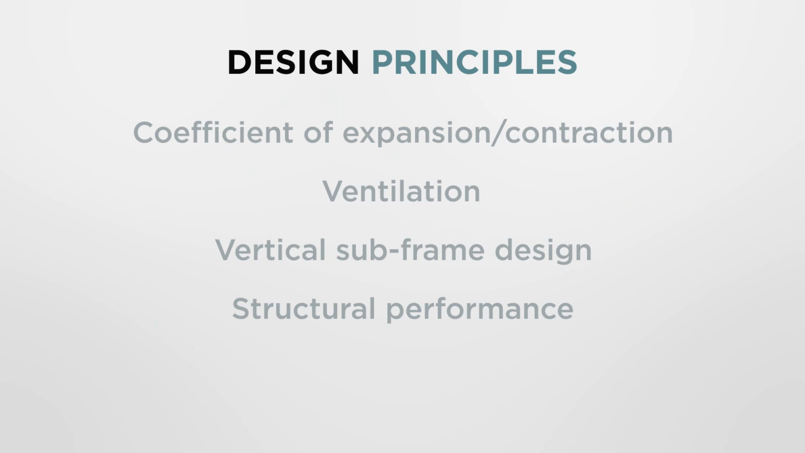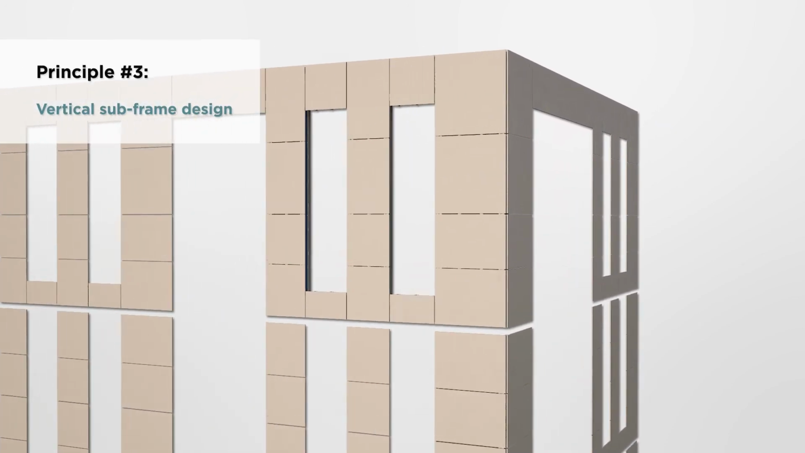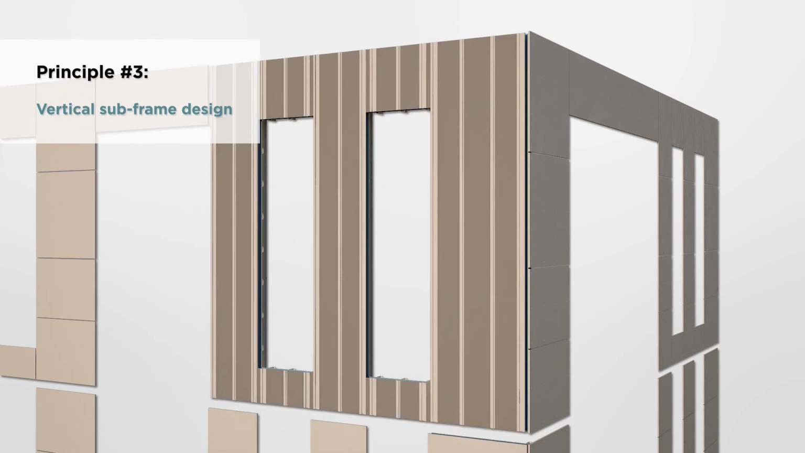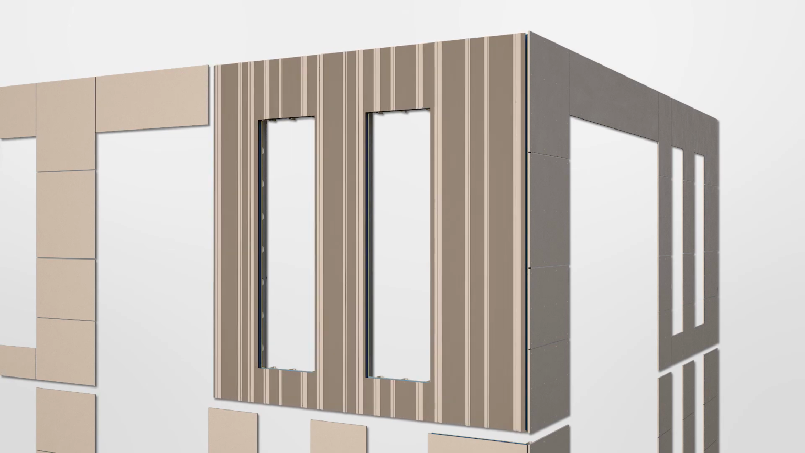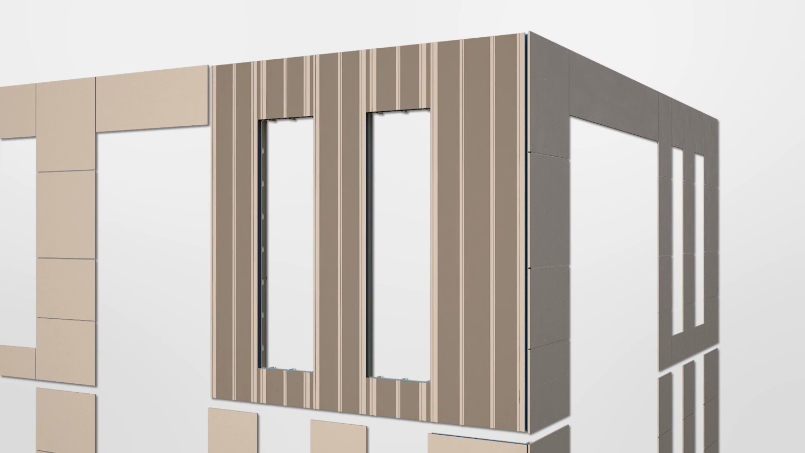The next principle involves the vertical subframe design. Panels are fastened to vertical hat bars. Module size of the panels determined in design, in turn, determine the location of the hat bars as support along the horizontal axis. This method provides unrestricted design freedom.